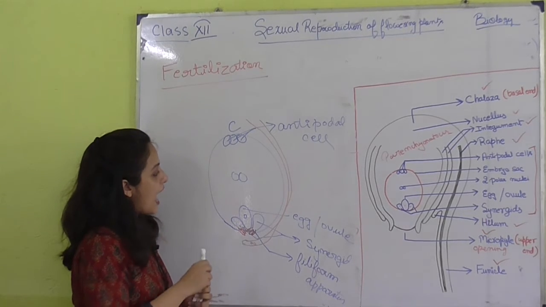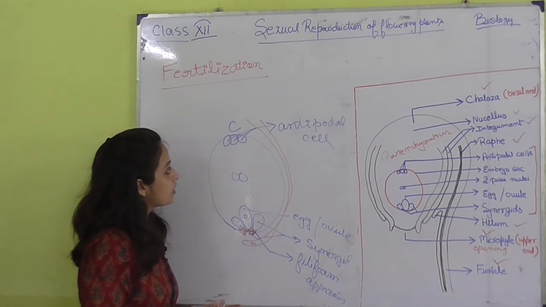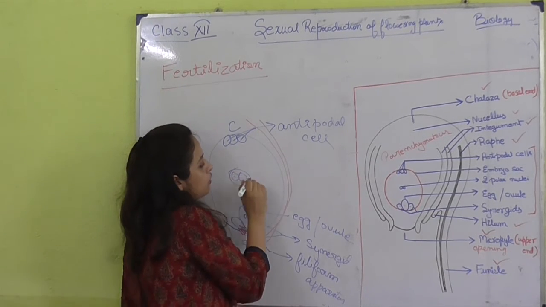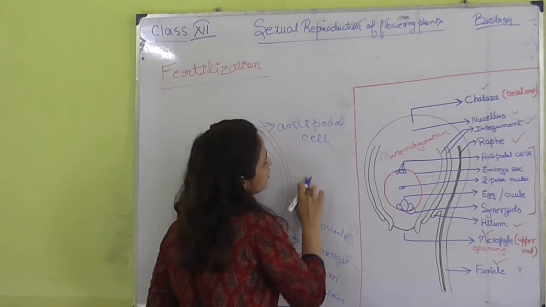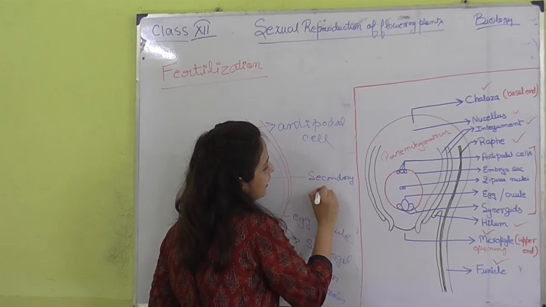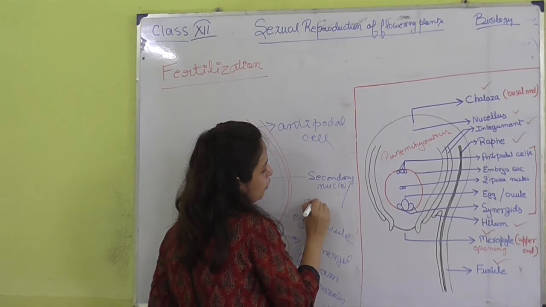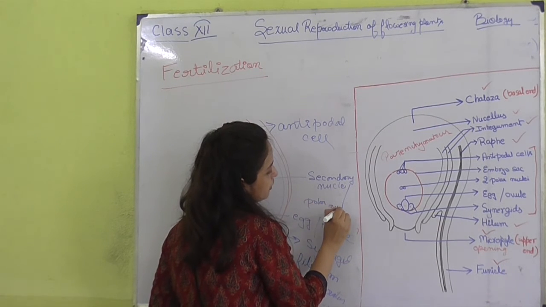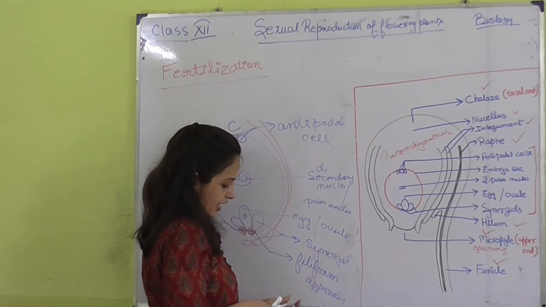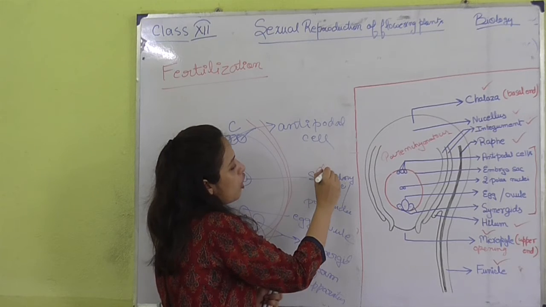And the middle nuclei, from both the ends, contained in the same cell, are known as secondary nuclei, or polar nuclei. By the way, this polar nuclei is diploid, and the rest are all haploid.